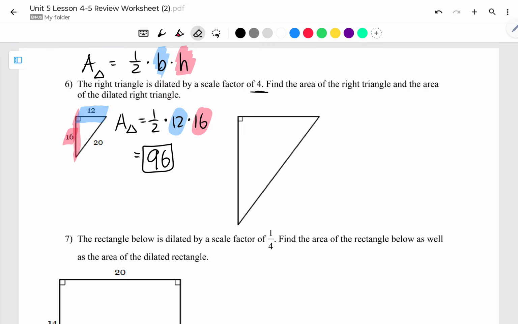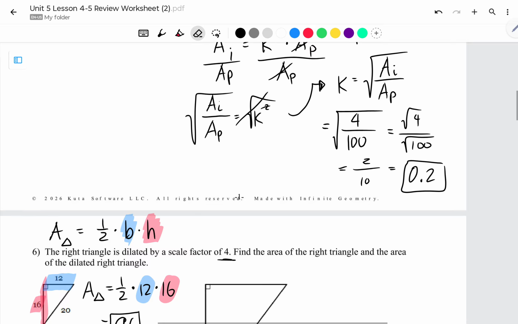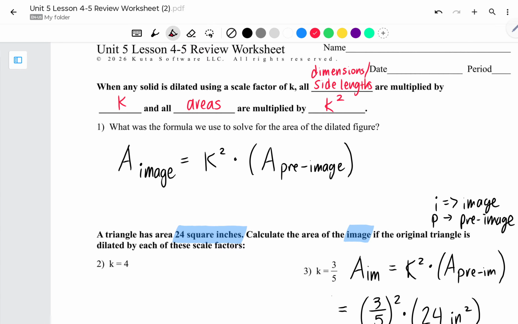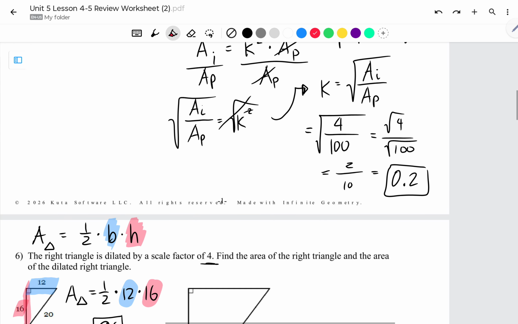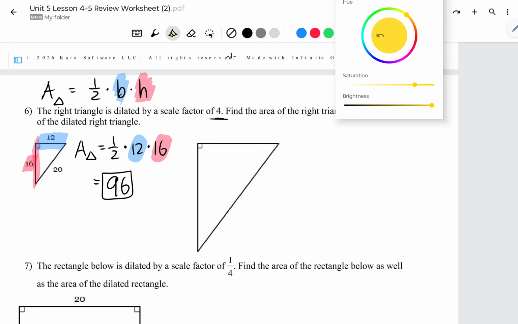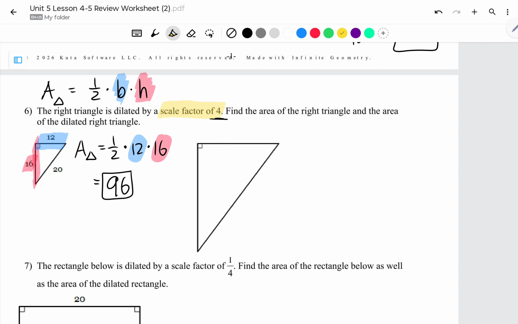the dilated triangle. But I want to show you that you can use this formula as well. You can use this formula. Okay, I want to show you how to use this one. So we have the scale factor. Oops, it's 4. So let's go ahead and use that.